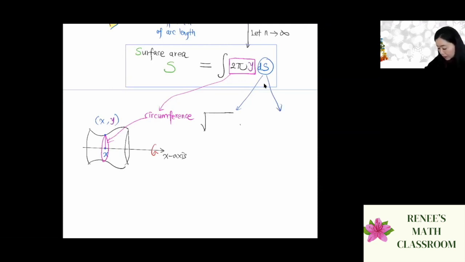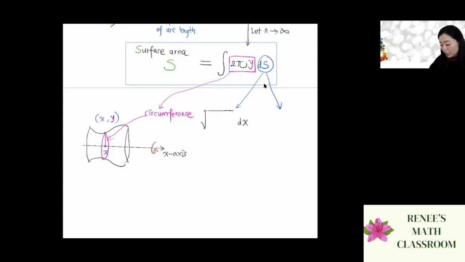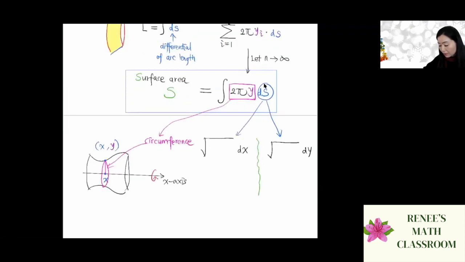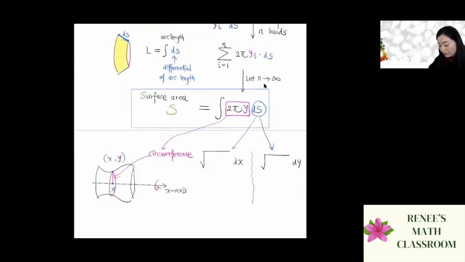If I put the dx outside, what should I put inside over here? Inside the square root over here. If I put the dy outside, what will that be? You remember the arc length formula, right? Right here. So the integral of the differential arc length, if you slide it this way, we have dx. If you slide it this way horizontally, we have dy, right?